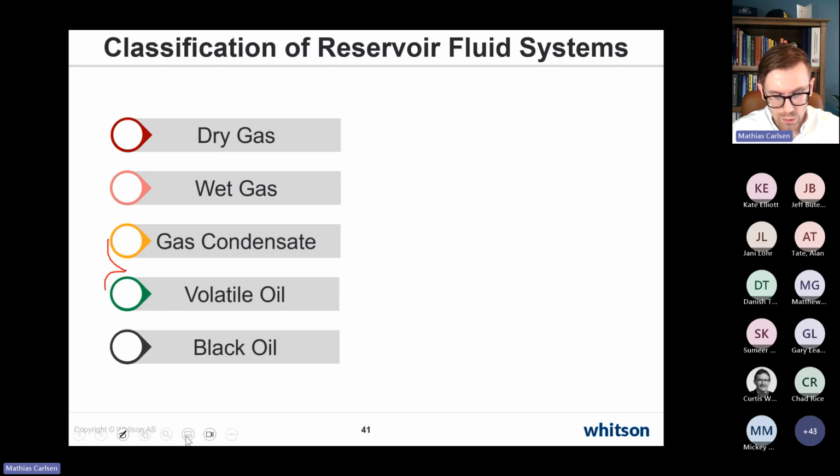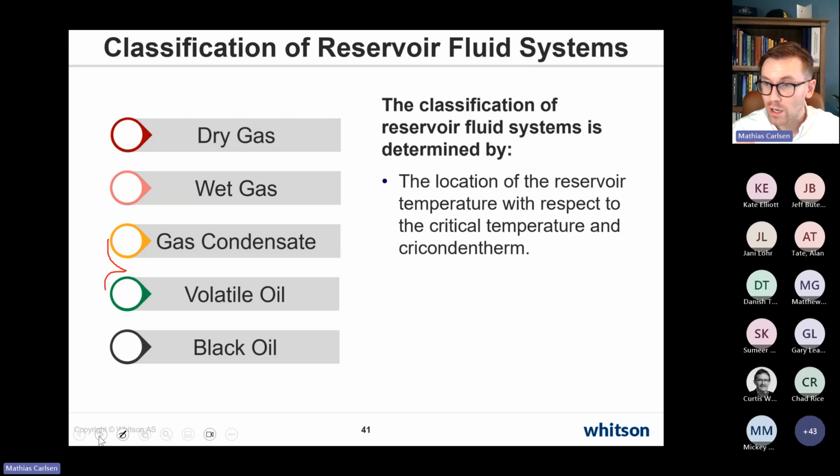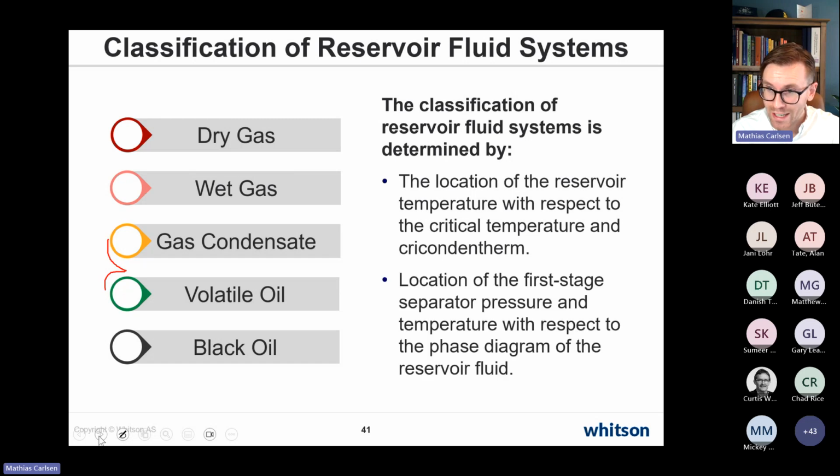So if you look at the fluid classification, if you go by that step by step, the classification of reservoir fluid systems is determined by the location of reservoir temperature with respect to the critical temperature and the so-called cricondentherm. We'll talk about those two items. The other thing that matters is the location of the first stage separator pressure and temperature with respect to the phase diagram. And that's a little bit mind-blowing.